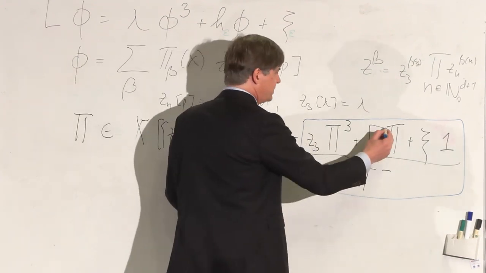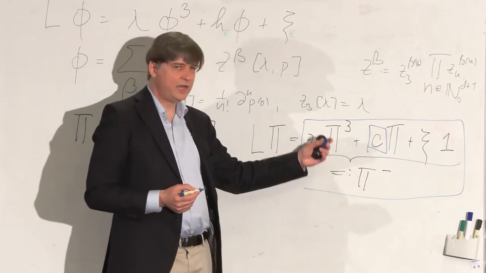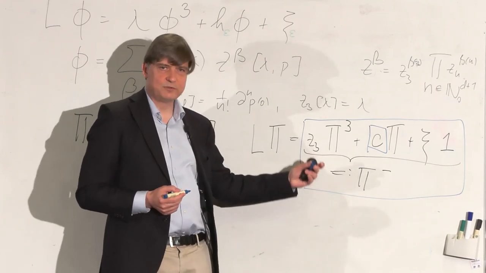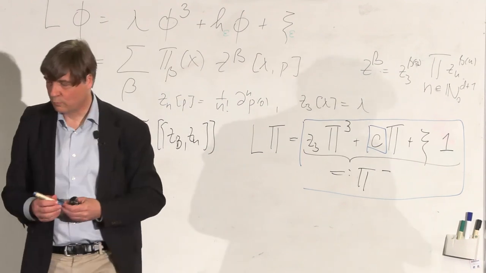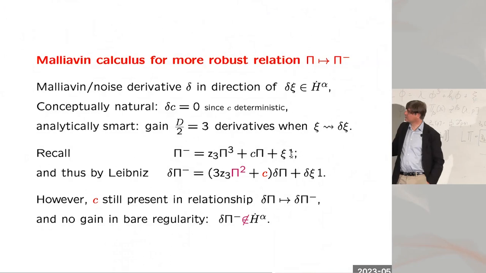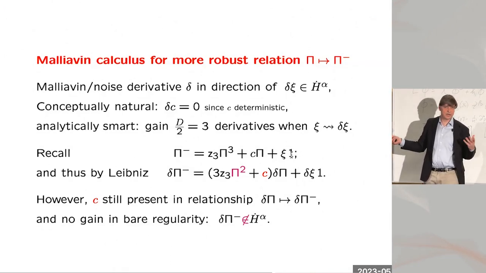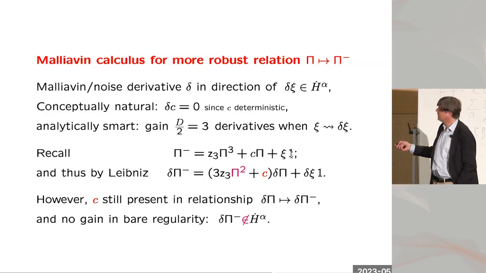And here is sitting something that's divergent. So that's a bad way of writing it. So the hope is, if you take the derivative of it, it will get better. And why is that kind of a priori not a bad hope? Because the counter term vanishes under the Malliavin derivative, because the counter term is deterministic. So if you take the derivative with respect to the noise, it's zero. So it looks like a very natural idea.